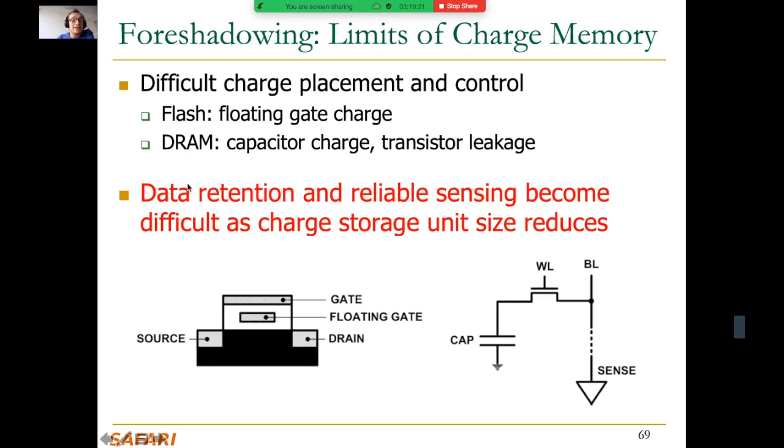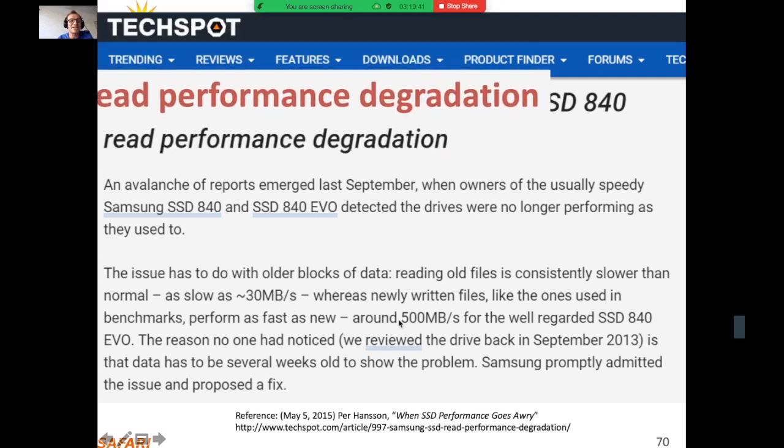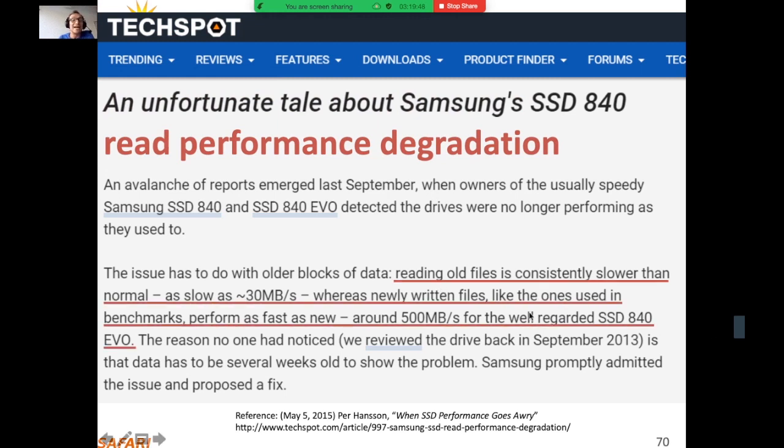So both of these memories are actually vulnerable to issues that are very similar: data retention and reliable sensing. So if you thought flash memory is non-volatile, think again, actually. Flash memory actually loses data over time. And it could actually be reflected in terms of latency degradation. So this is one example that we use in one of our papers. Basically, you degrade performance of an SSD significantly because some old data is very slow to read.